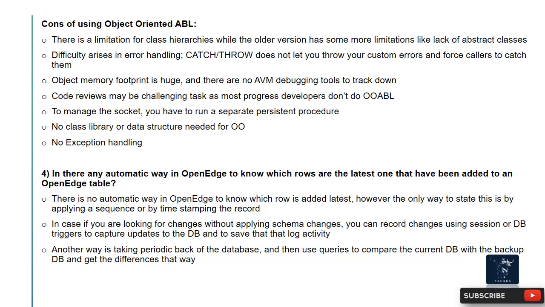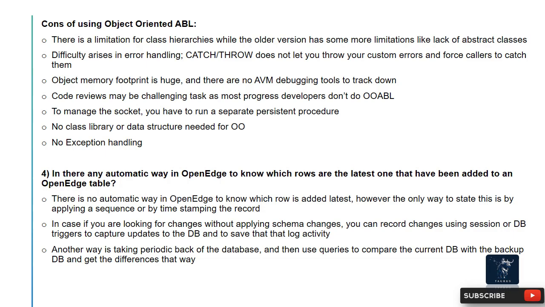There is no automatic way in OpenEdge to know which row is added latest. However, the only way to state this is by applying a sequence or by time stamping the record. In case you are looking for changes without applying schema changes, you can record changes using session or DB triggers to capture updates to the DB and to save that log activity.